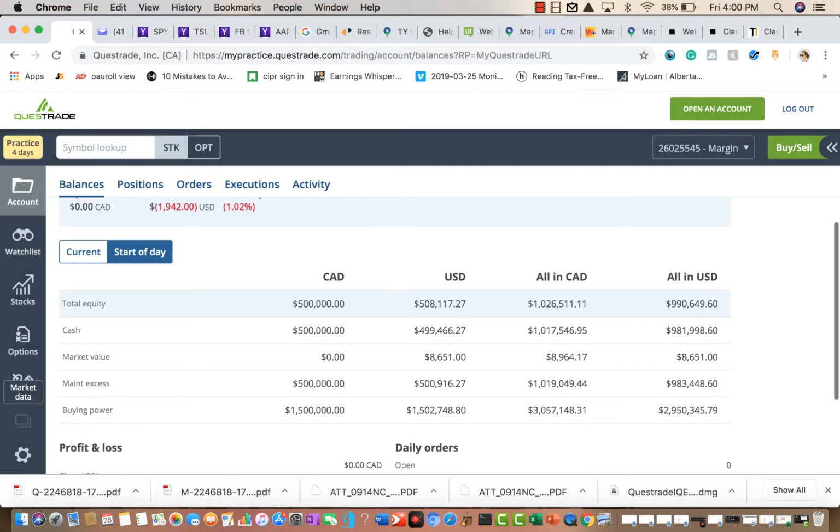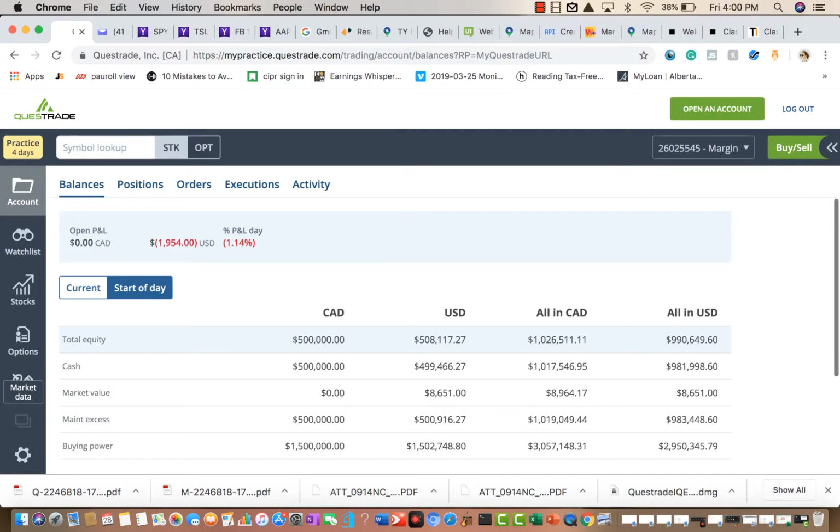So if you want to know what your balances are, how much you have, cash basically means how much you have in cash, how much buying power you have, and so on. And if you have a margin account, you're also gonna see this market value and main axis. Basically, if you have a margin account, you're gonna have more money available in your account, but that's not really your money. It's just the amount that you are being lent when you have a margin account.